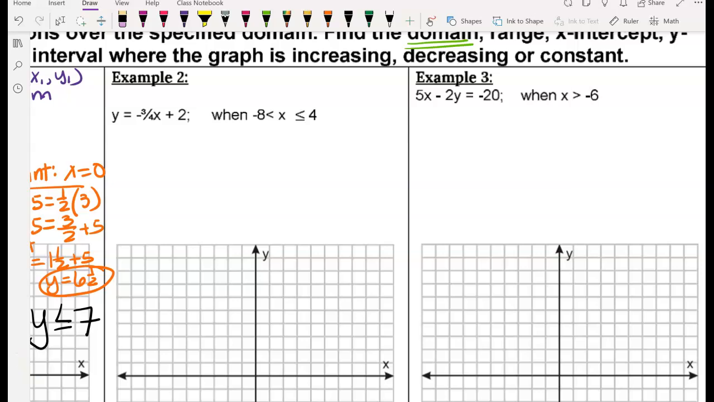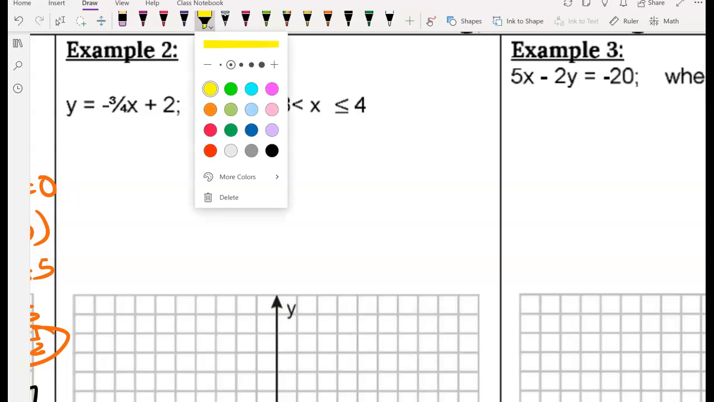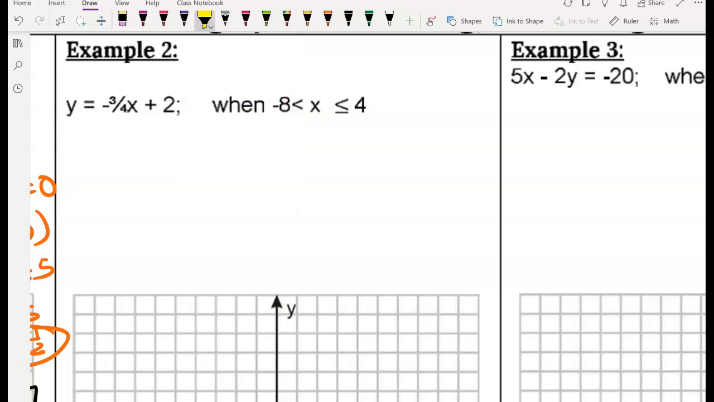Okay, guys. So example 2 says we are graphing y equals negative 3 over 4x plus 2. And we are only graphing for x in the middle of negative 8 and positive 4, and positive 4 is inclusive.